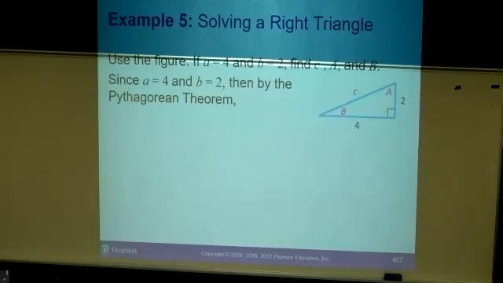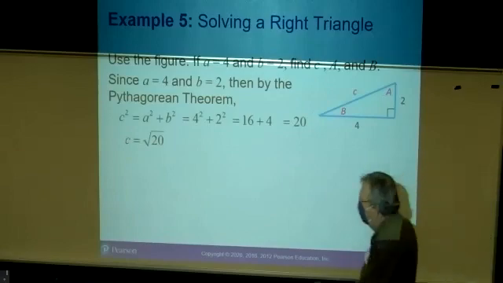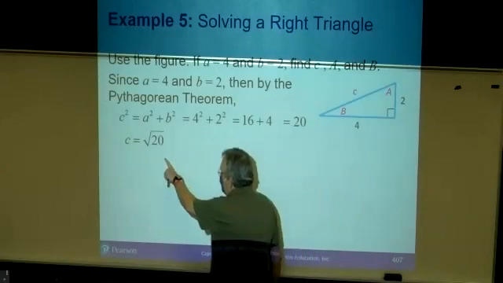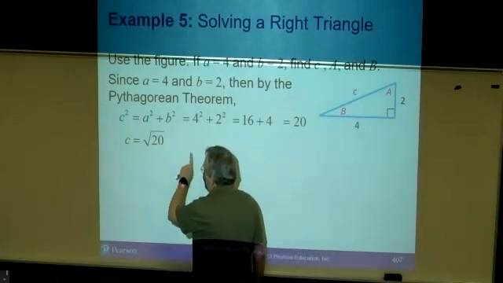And so 4 squared plus 2 squared, square rooted. So we get 20, and then we need the square root of 20. And you simplify the square root of 20 by pulling the square root of 4 out and leaving a 5 behind.